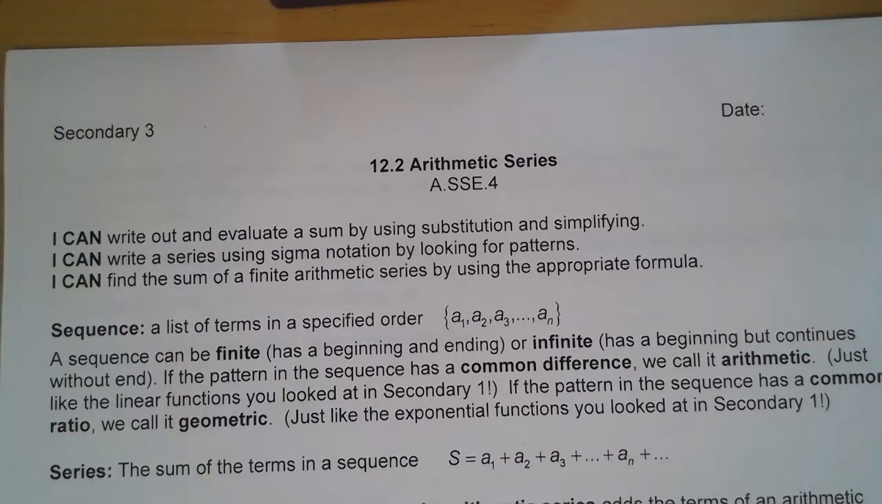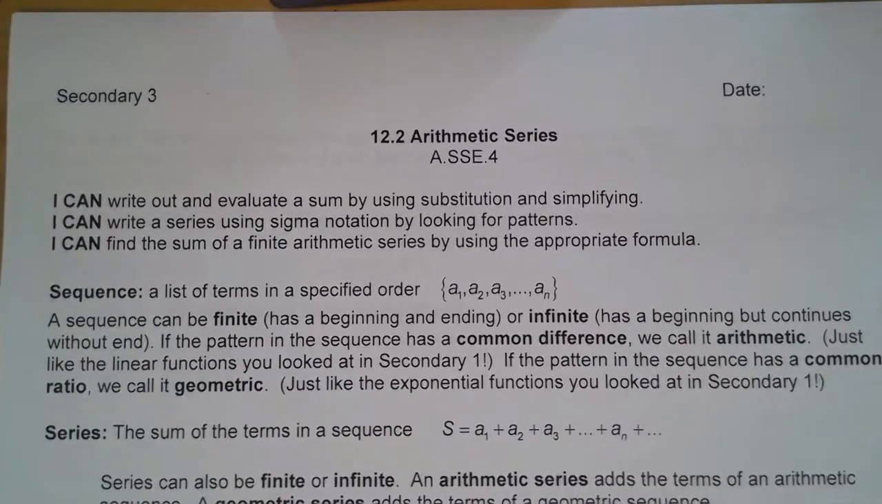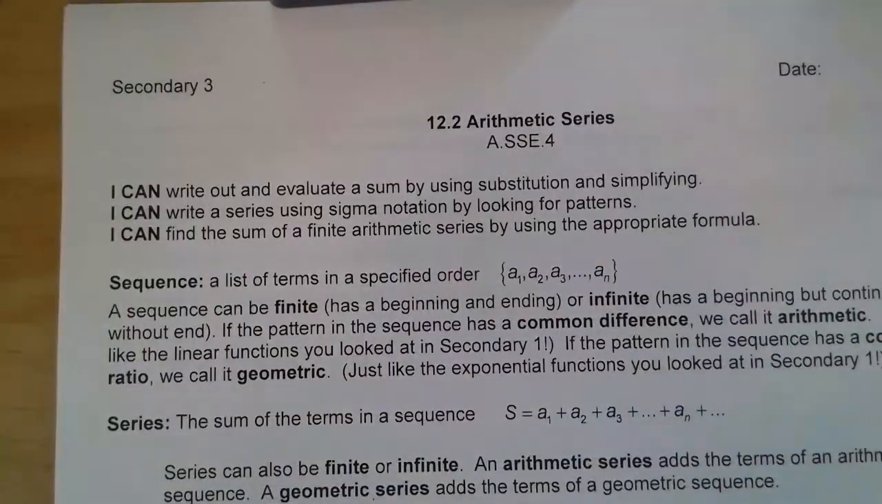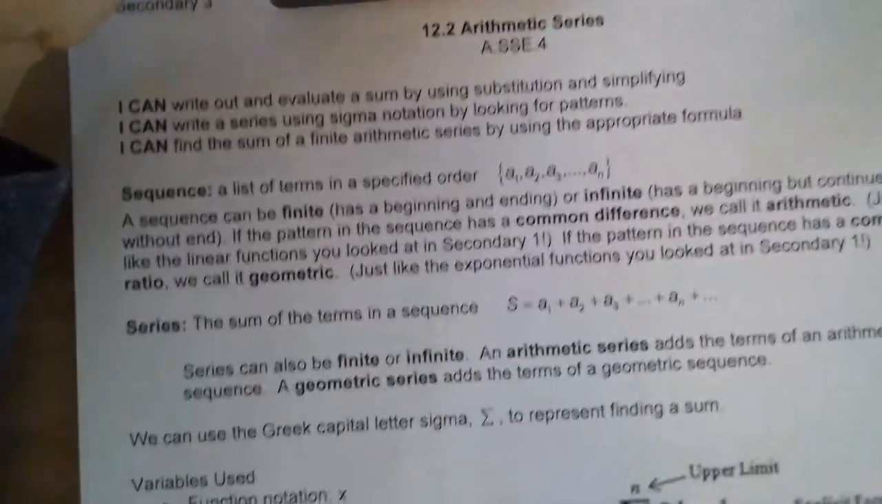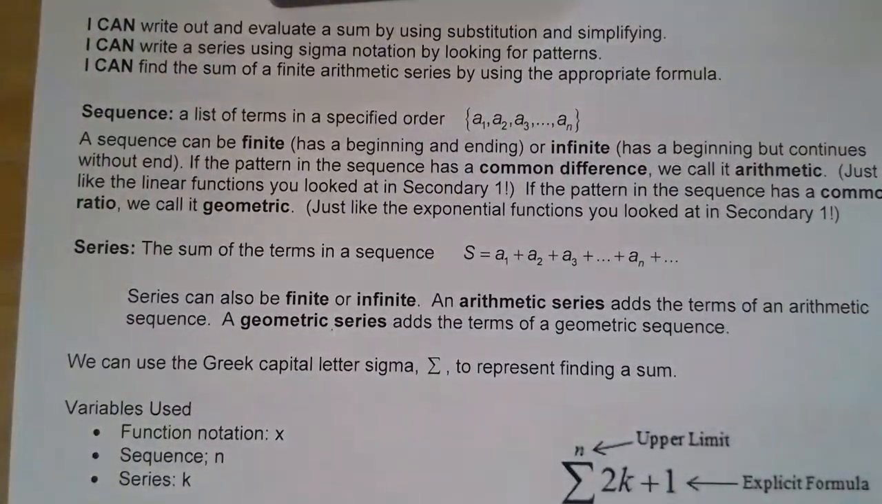If the pattern in the sequence has a common difference, we call it arithmetic, just like the linear functions we saw in secondary 1. If the pattern has a common ratio, that was geometric. We are going to focus on arithmetic today. A series is the sum of all the terms. Series can be finite or infinite. An arithmetic series adds the terms of an arithmetic sequence, and a geometric series adds the terms of a geometric sequence.